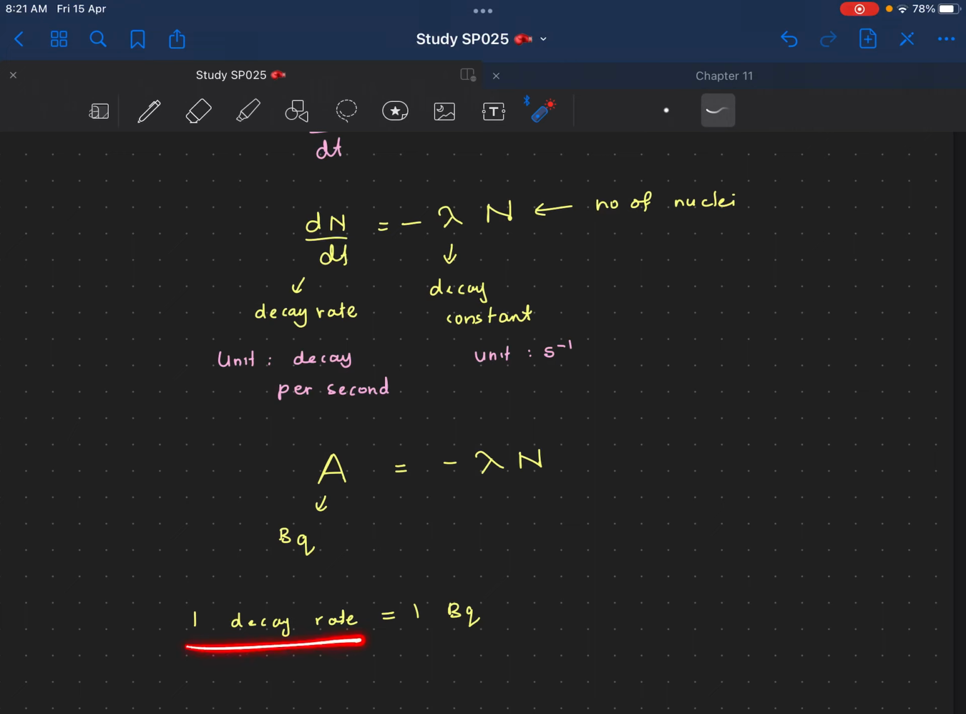So 1 decay rate is also equal to 1 becquerel, or 1 Bq. So we can see that the decay rate is also equal to the activity. So when they ask for activity, you use this formula, because that is the only formula for activity. Alright. And then, as the name says, it decays. When we decay, it must happen with time.